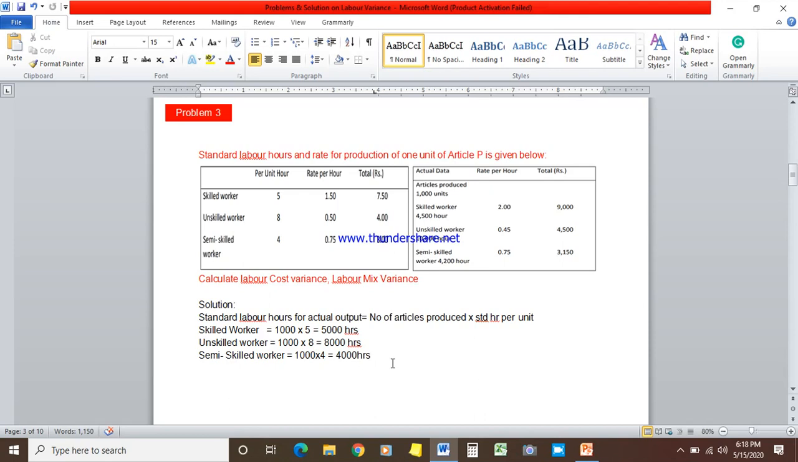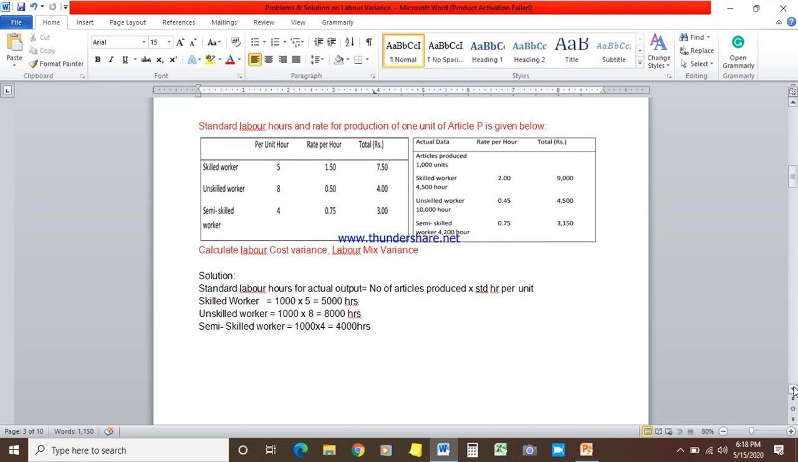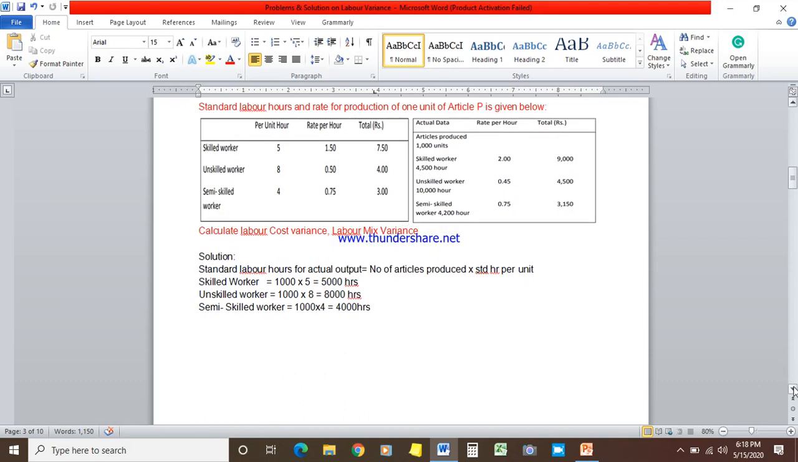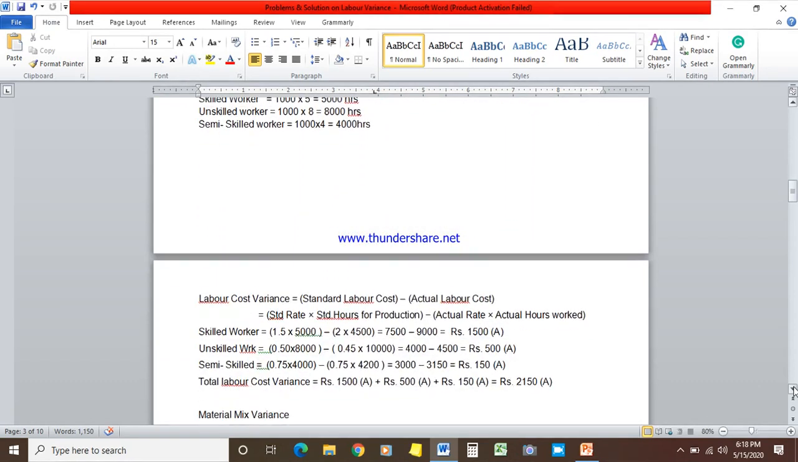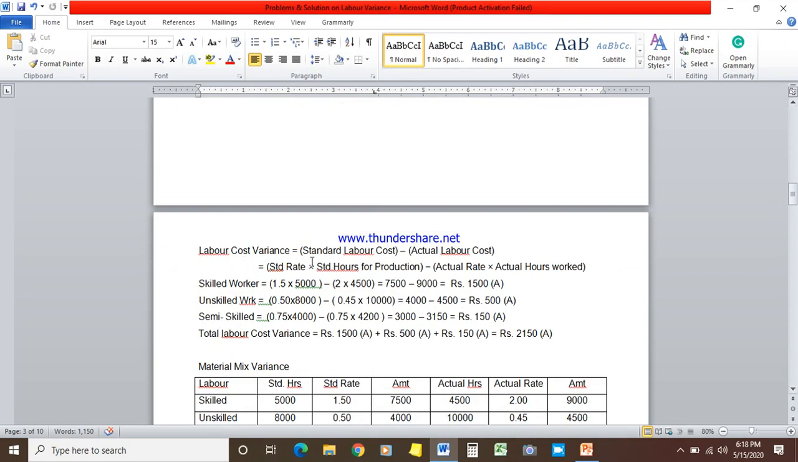So once you know what is the standard labor hours for actual output, then let's move on to find out the labor cost variance. So again using the same formula, the labor cost variance is equal to standard labor cost minus actual labor cost. So accordingly for the skilled workers, the standard rate is 1.5, the standard hours of production for 1000 units is 5000. Similarly actual rate is 2 rupees, actual hours worked is 4500. So accordingly you can find here the actual cost is more than the standard.